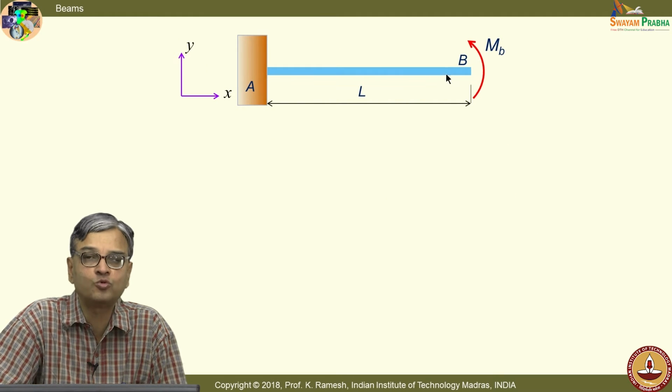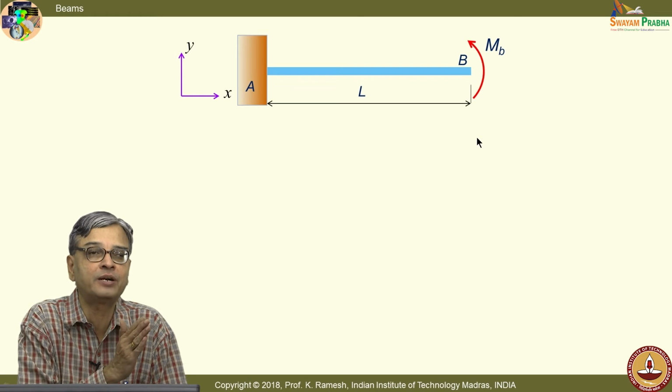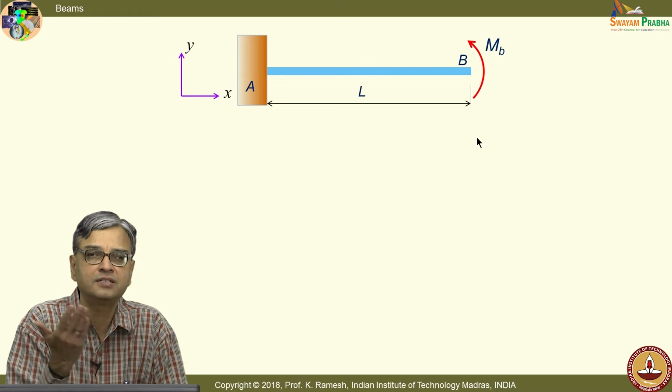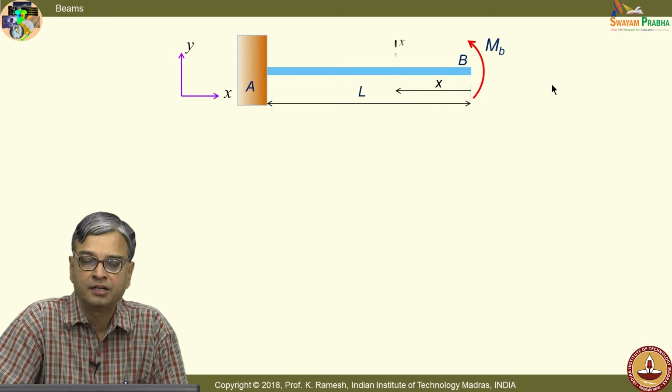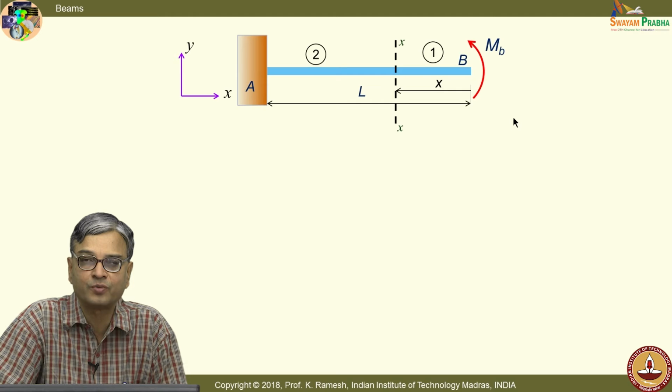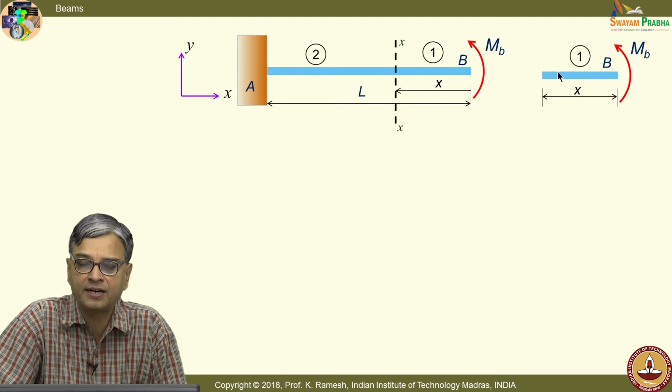How many sections do I require to find out the variation of shear force and bending moment along the length of the beam? Just one section is sufficient. So, I take a section from right, I put this as 1, I take this out like this. The next step is to put the unknown forces following the adopted sign convention.